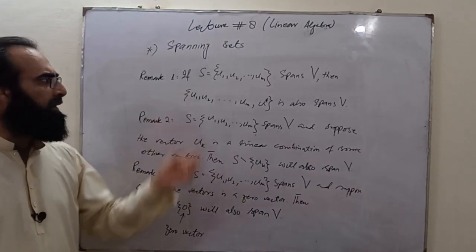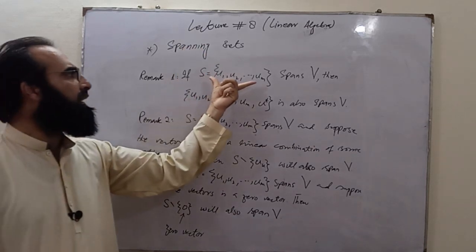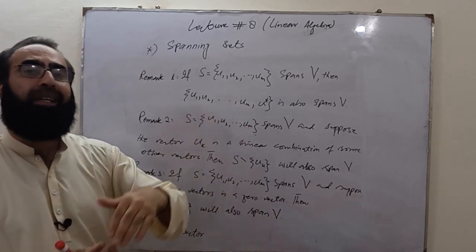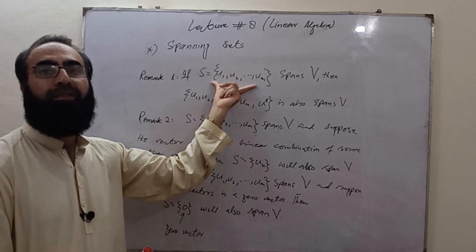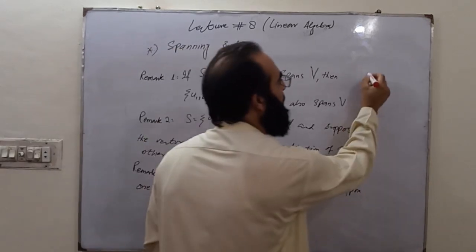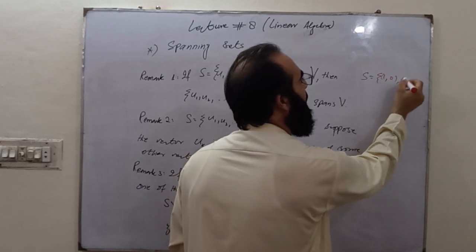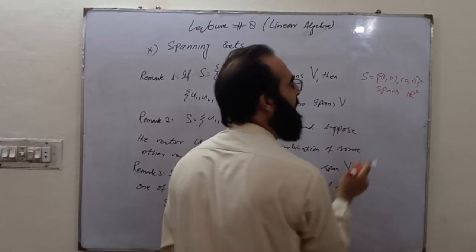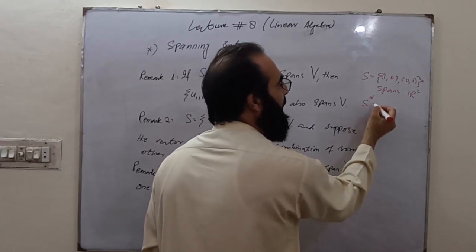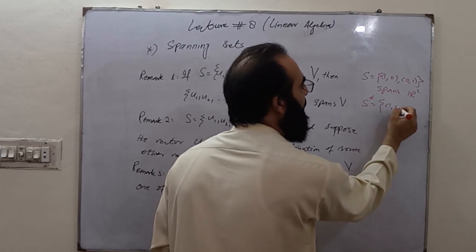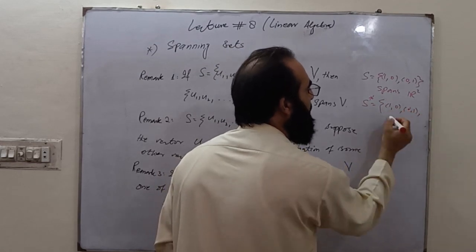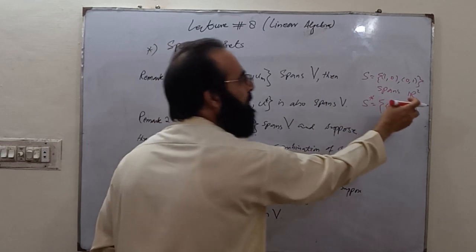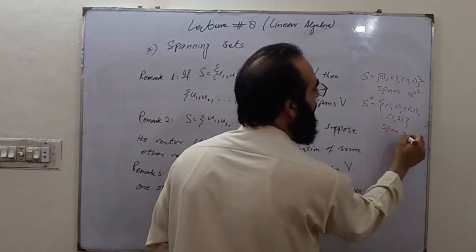Now these are the important remarks related to spanning sets. If the collection S spans V, then the new collection obtained by incorporating an extra vector into the existing spanning set also spans V. For example, we know that S is equal to (1, 0) and (0, 1). This collection spans the vector space R square, and the new collection, say S star, which consists of these two vectors as well as some other vector, say (1, 2), will also span the same vector space R square.